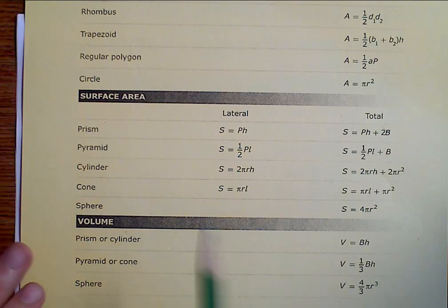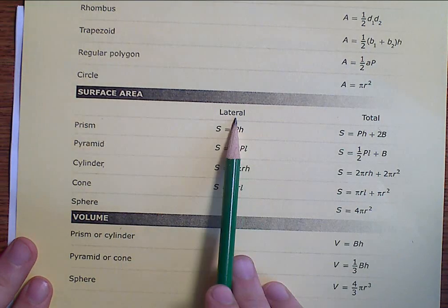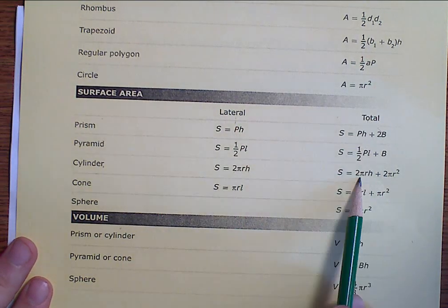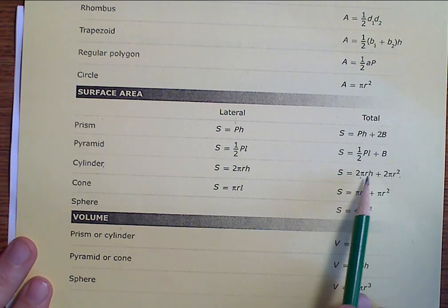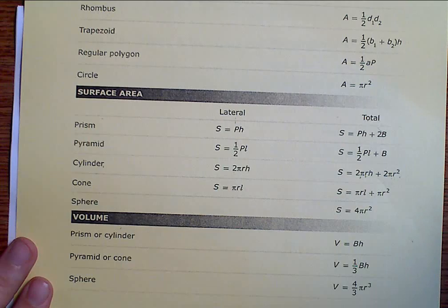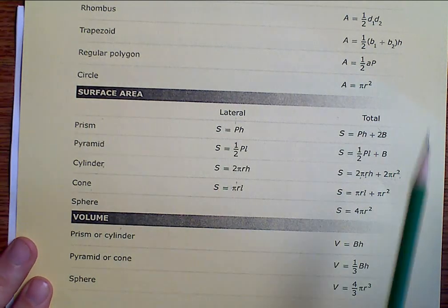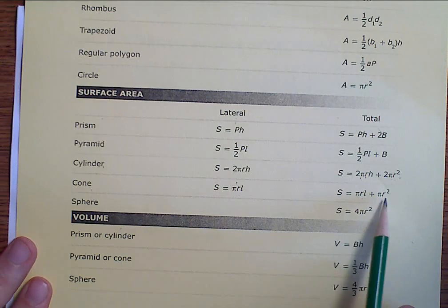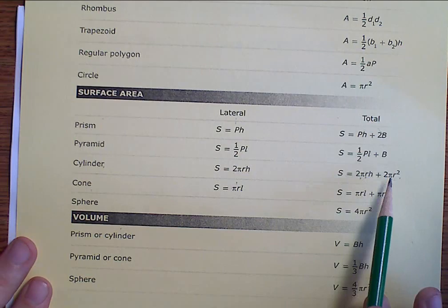For the surface area of a cylinder, it's 2 pi rh if we want the lateral. If we want the total, it's 2 pi rh plus 2 pi r squared, which is the lateral plus the base. For a cone, our lateral is pi rl, and for total, it's pi rl plus pi r squared, the lateral plus one base, whereas the cylinder has two.